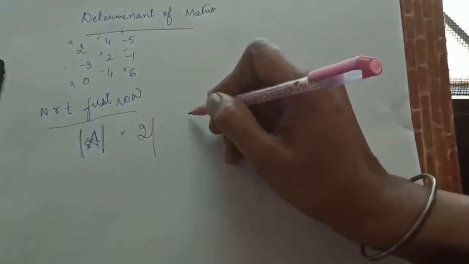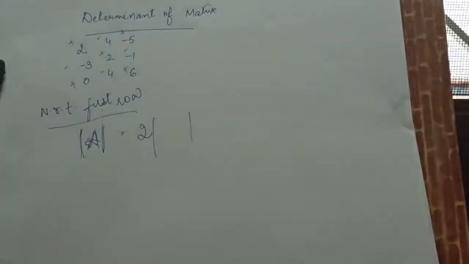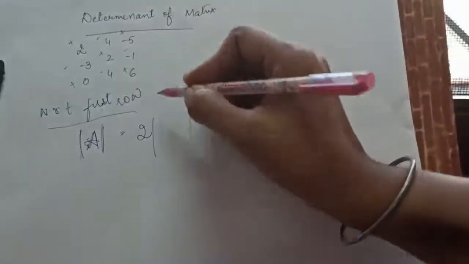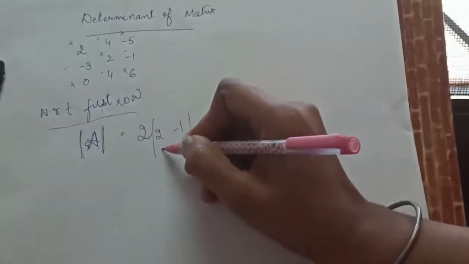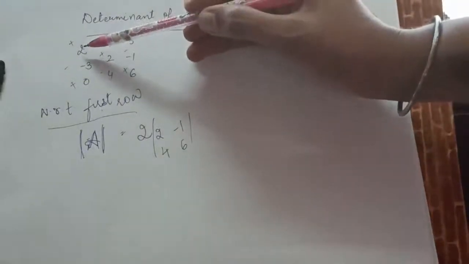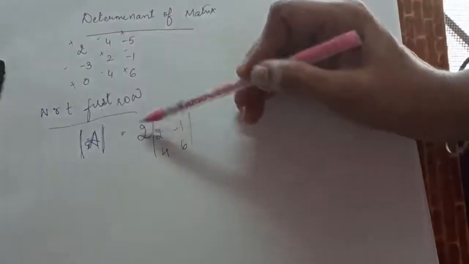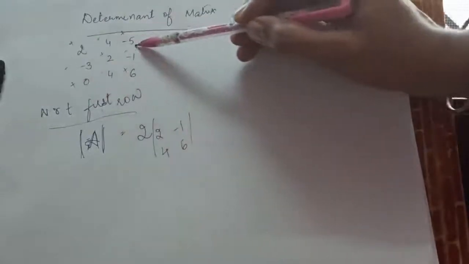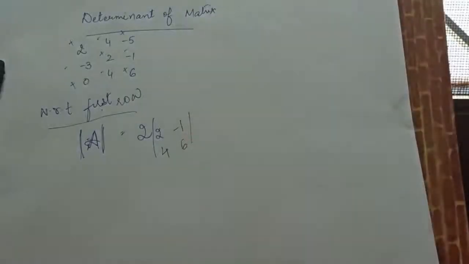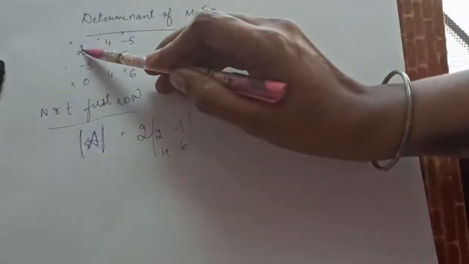Now we will have to put again the determinant sign. The element you have selected, delete the column, delete the row. What is left? 2, minus 1, 4, 6. With the original signs you have to write inside, the original signs that were given in the question. What I have done, I have started with the first row, so I have written 2 outside. Then I deleted this column and this row. The result was 2, minus 1, 4 and 6. This I have written.